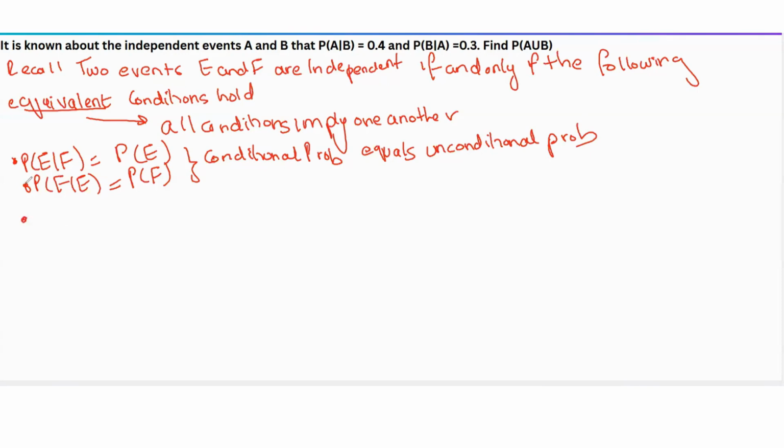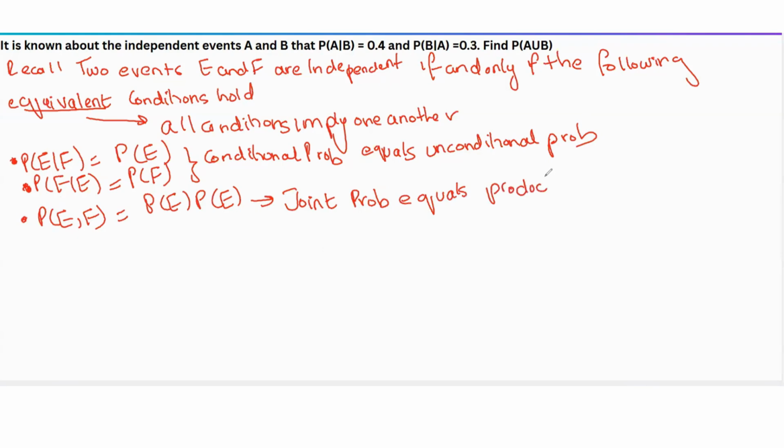And then we know that probability of E and F, where this comma means the intersection, is probability of E times probability of F. This means the joint probability, the probability of the intersection, equals the product of the individual probabilities. So if two events are independent, then all these conditions hold: the conditional probability equals the unconditional probability, and the joint probability equals the product of the individual probabilities.